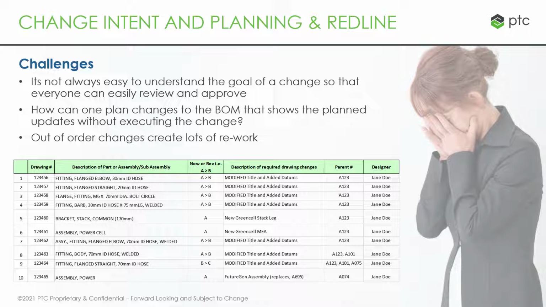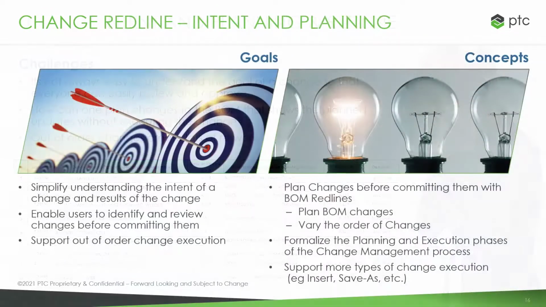And we know traditionally people have used lots of spreadsheets to do this. And then finally, we might have situations where we need to create an out-of-order change. How do we do that without creating lots of rework in the enterprise? So starting with Windchill 12.0.1, we've introduced a redlining capability that we're continuing to enhance and will continue to enhance.